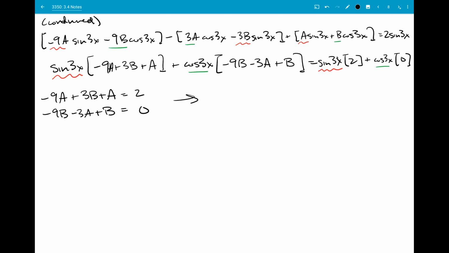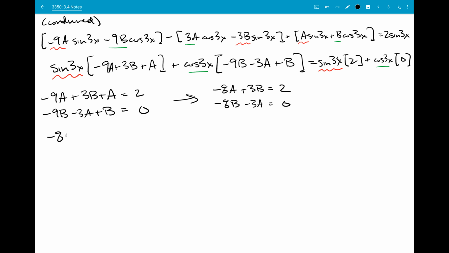And then I'm going to simplify those equations. Minus 9a plus a is minus 8a. And minus 9b plus b is minus 8b. And so now I just have two equations, two unknowns, and I have to solve for a and b. So let's see what we can do.